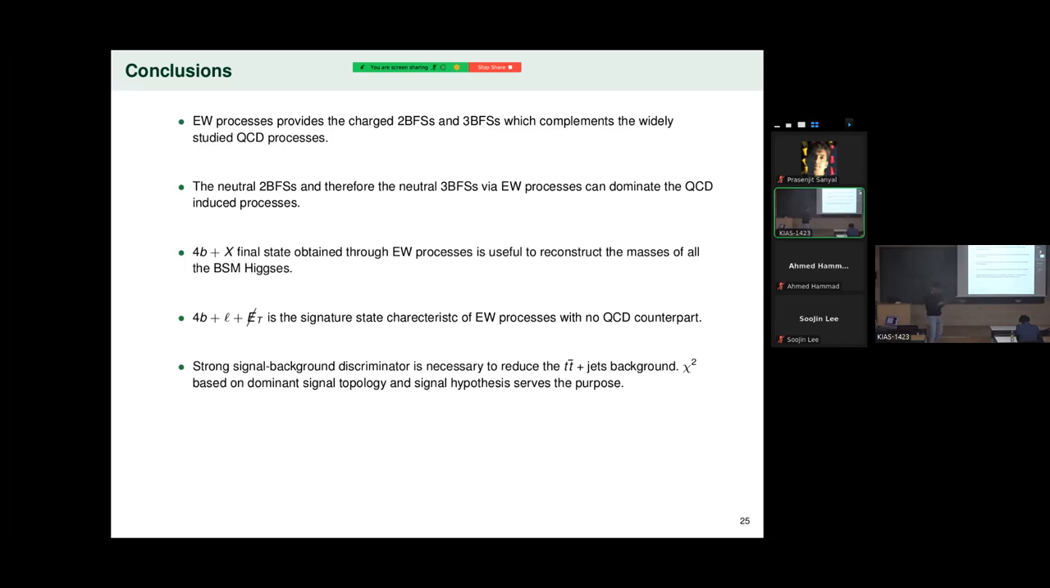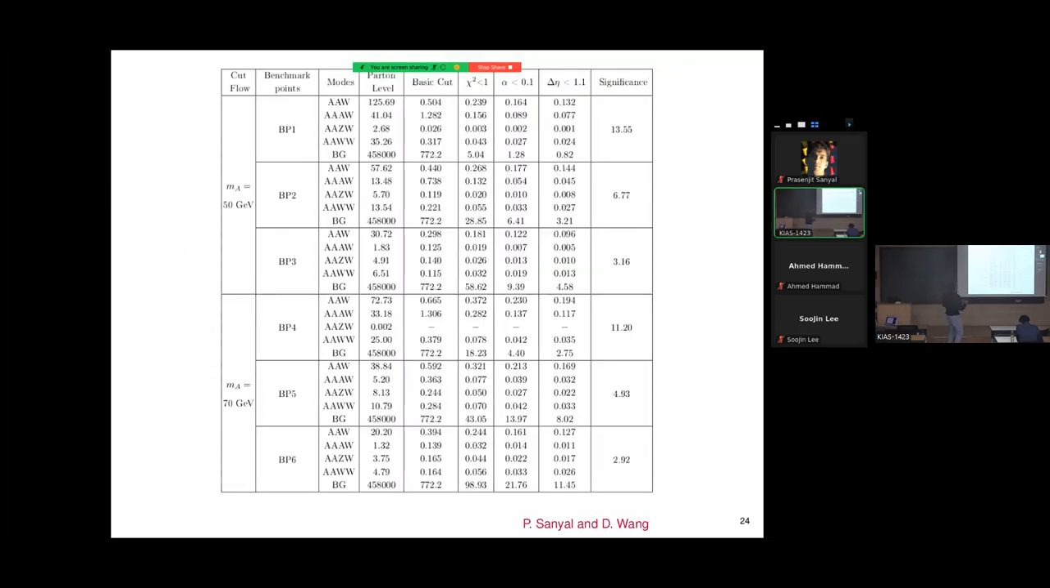Okay, there is one problem which I would like to mention regarding this chi-square. When I apply the chi-square over here, in the chi-square formula, I use the signal hypothesis corresponding to benchmark point one. So this chi-square over here is chi-square one. The chi-square over here uses the signal hypothesis of benchmark two, so this corresponds to chi-square two. And similarly, this is chi-square three, chi-square four, chi-square five, chi-square six. Now we find some excess with a good significance of like 13.55 sigma applying this chi-square one.